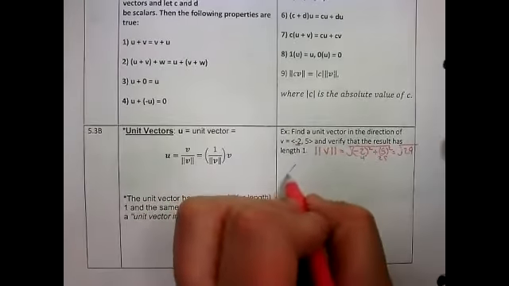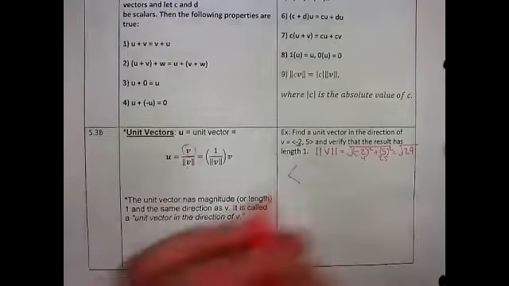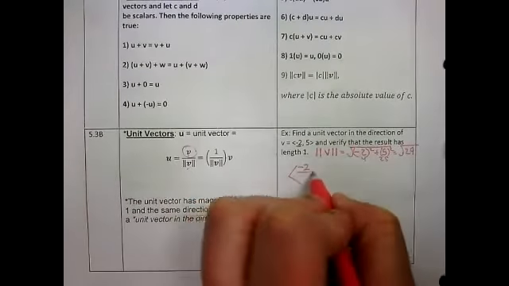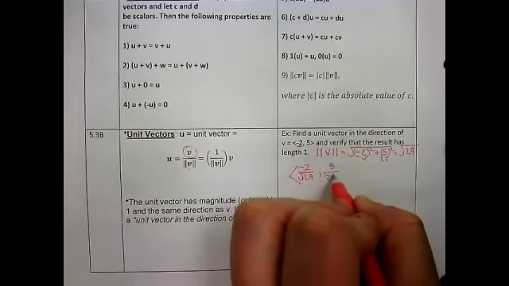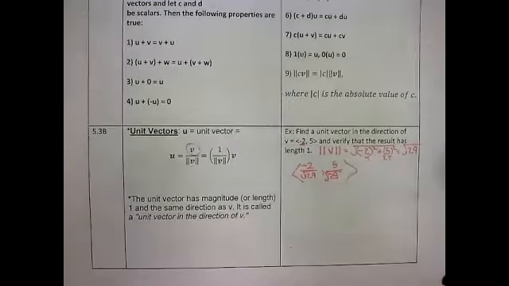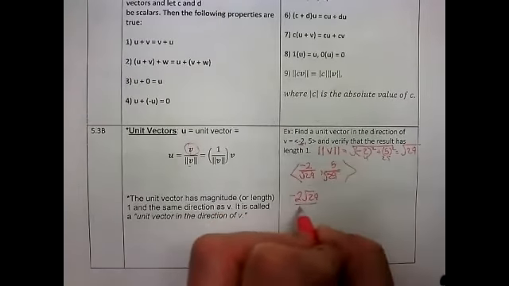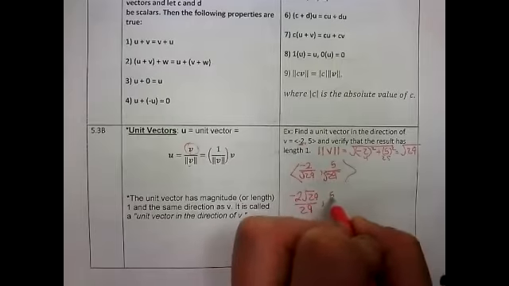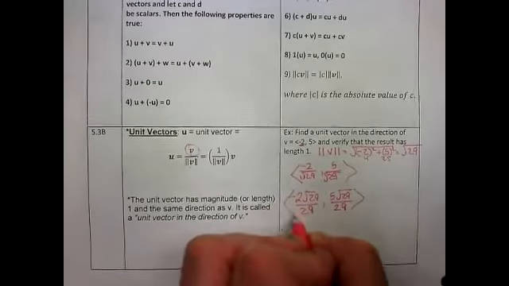Now I'm going to rewrite this. All I'm going to do is take the vector divided by that length. In other words, it's the x component divided by that length, and the y component divided by that length. And that's it. But like I said, let's rationalize the denominator. So really I get -2 square roots of 29 over 29, and 5 square roots of 29 over 29.